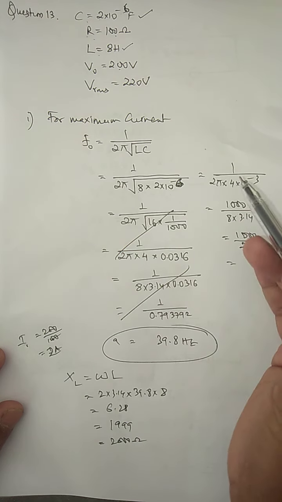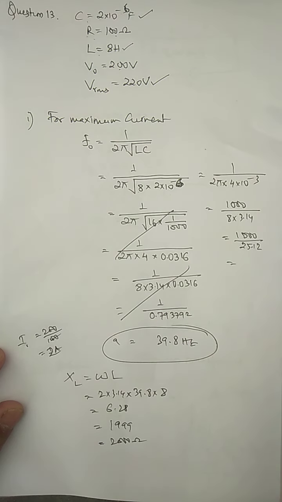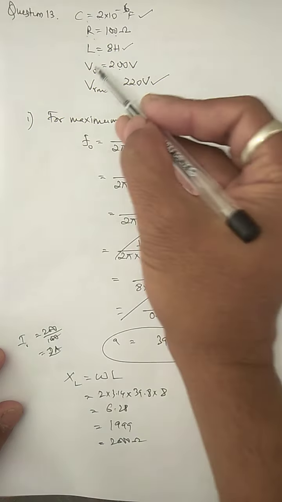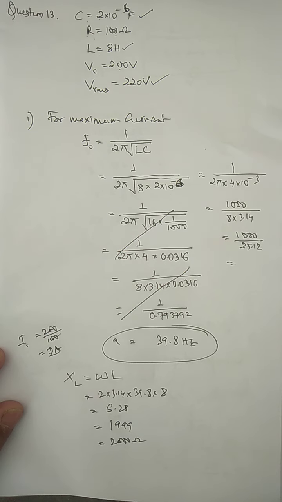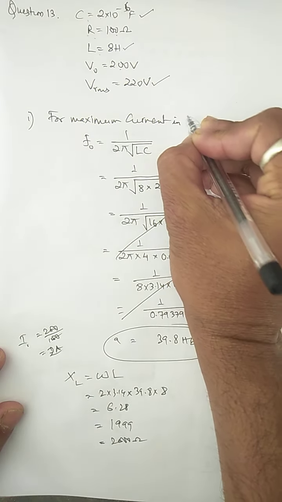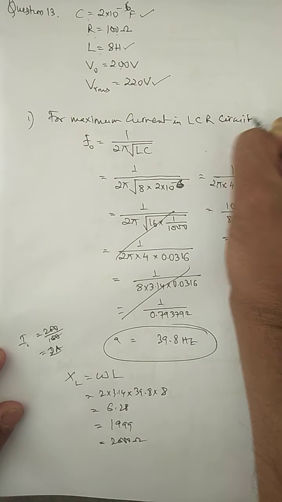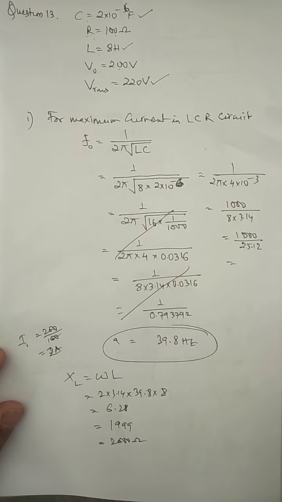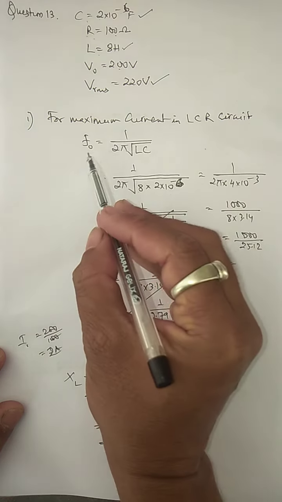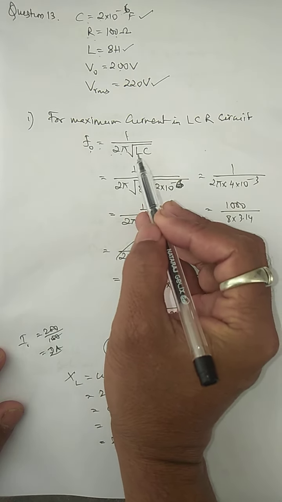But children, in this question, the voltage given by the AC source is 220 volt, and this source voltage is basically RMS voltage. Now in the first part of the question, what we need to calculate is the frequency of the AC source when the current is maximum. And children, you know that for maximum current in an LCR circuit, the frequency of the AC source is also called resonant frequency, and the formula is f0 equals 1 by 2 pi square root of LC.